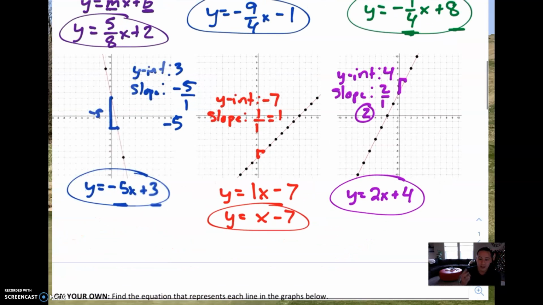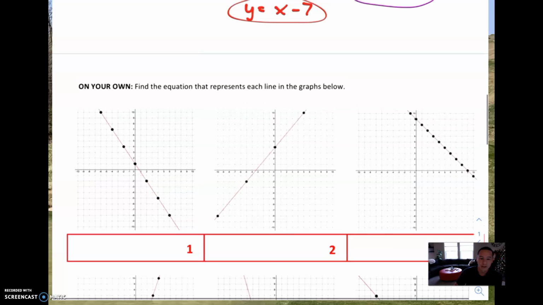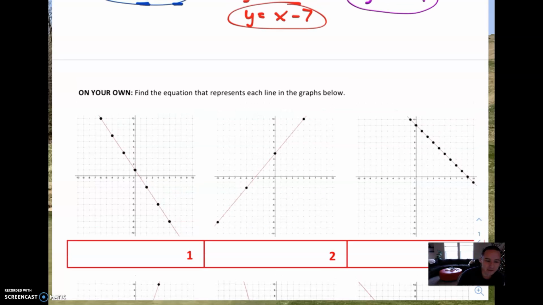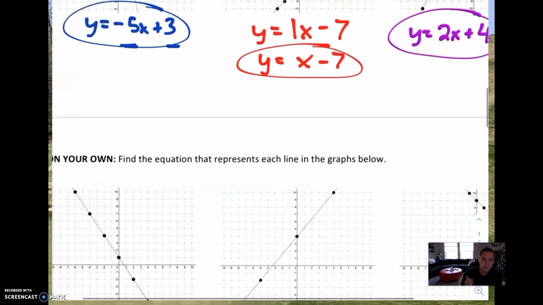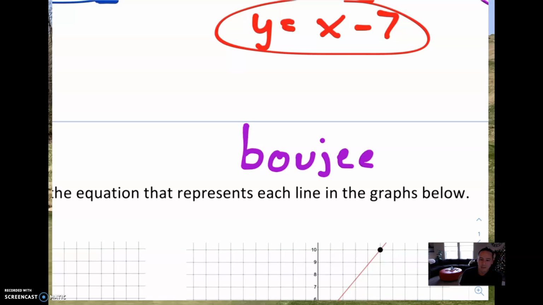And hopefully now you're getting a pretty good idea of how to graph these. Now you're going to try some on your own. There's 9 of them to do on your own. Once again, you're going to need the password for this week. And the password for this assignment is going to be bougie. B-O-U-J-E-E.